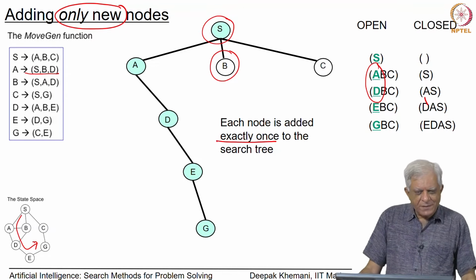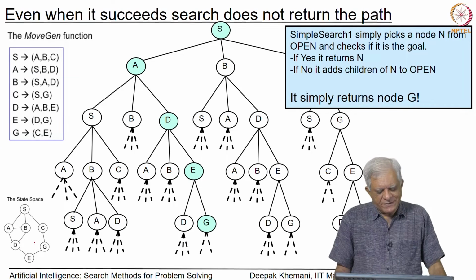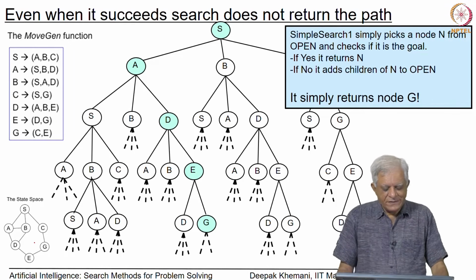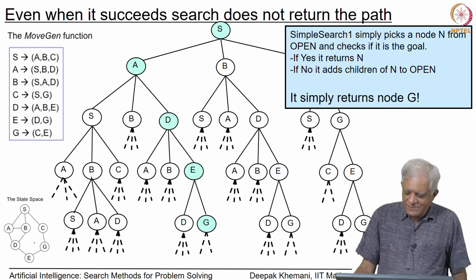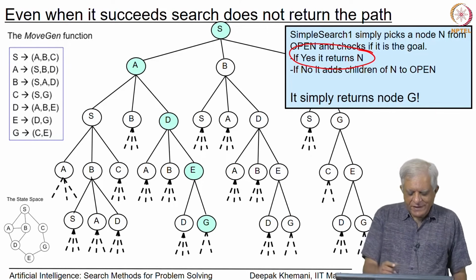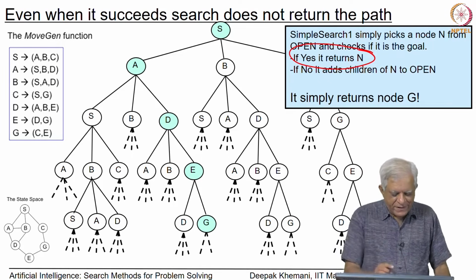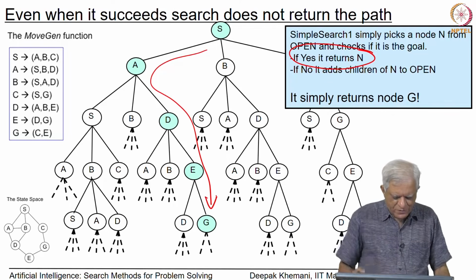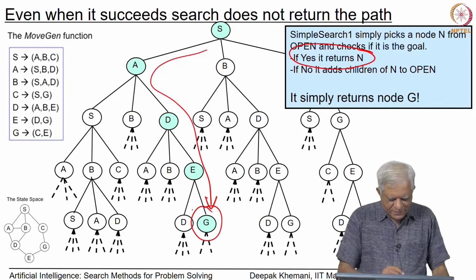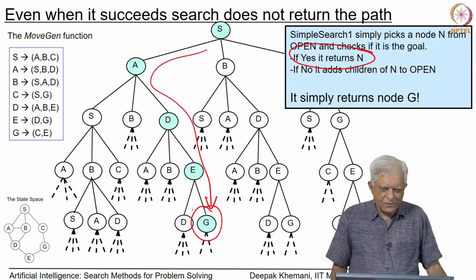Now, there is another problem with our algorithm. The problem is that even if it finds a path to the goal, it does not tell us what the path is. From the way that we have written the algorithm, we have said if it is a goal, then return the node n. So, in this instance of the simple search algorithm without any constraints, you could possibly have found this path to the goal, and then you would terminate, because this is a goal node. And what would it say? It would simply say, yes, I found the goal node.